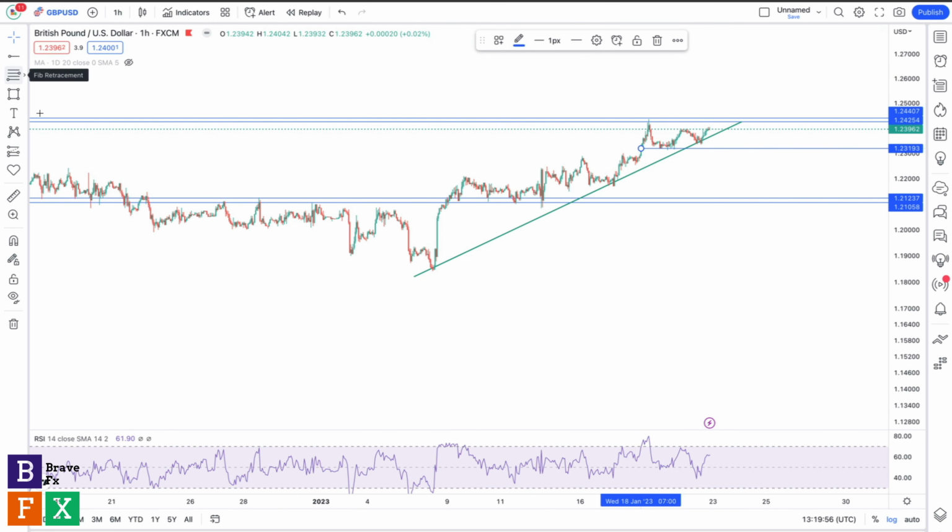Meanwhile, for a long position, I'm just going to wait for a consolidation and a break of this resistance level for me to go long on GBP-USD. So that was it briefly.